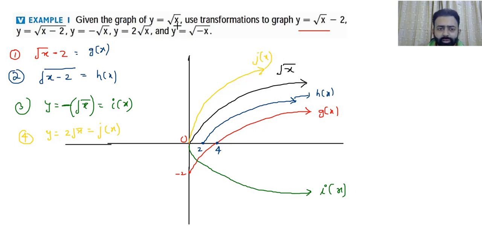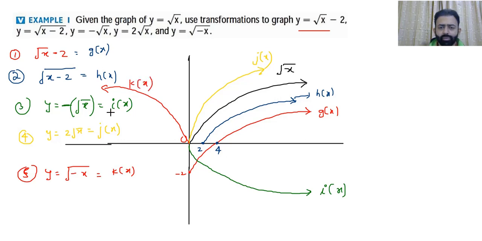And lastly, it is y equal to root of minus x, again with the negative sign. So now the input has become negative. It is a reflection along the y-axis. So it is just a reflection along the y-axis. This is k(x). Okay, so all these 5 graphs have been drawn. All right.